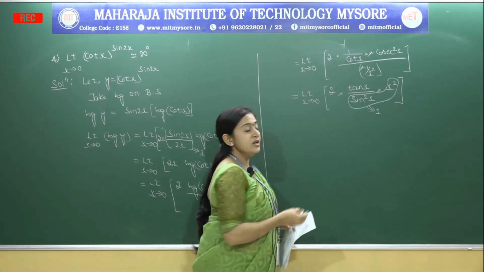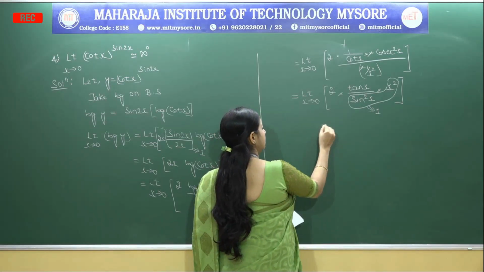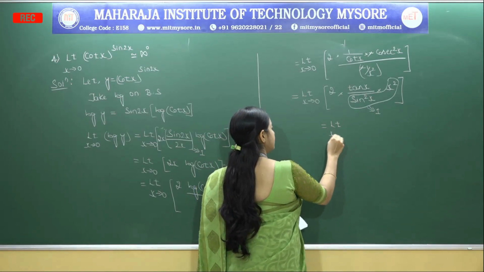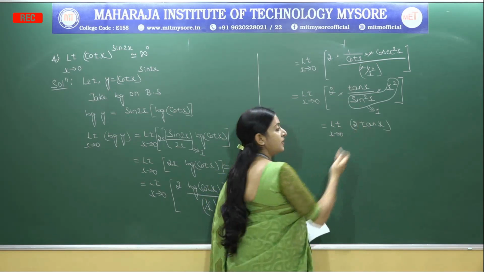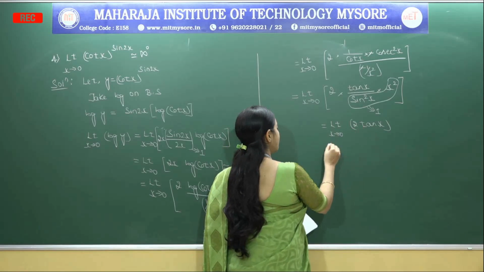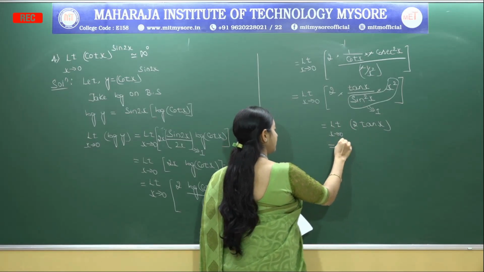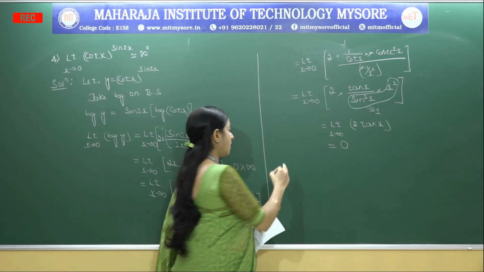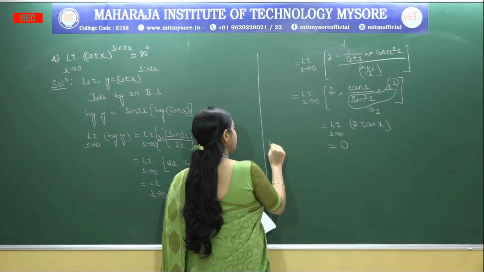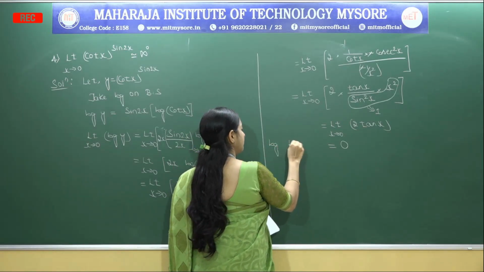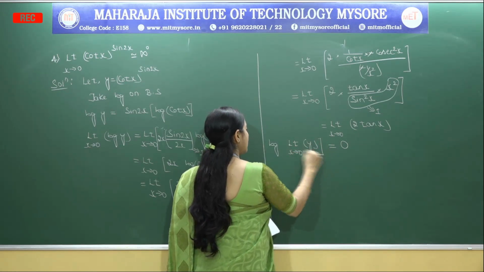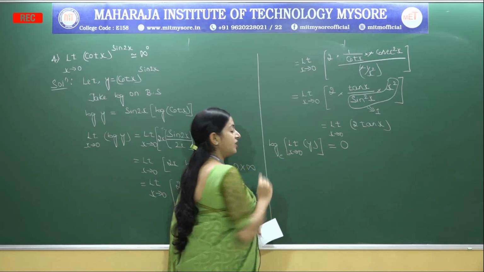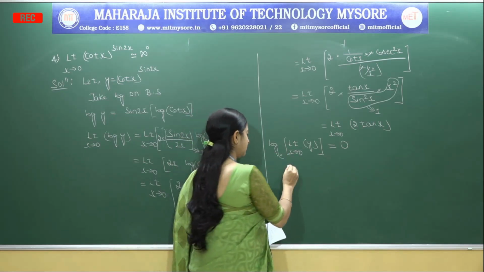This tends to 1. So the remaining term is the limit as x tends to 0 of 2 tan x. If you apply the limit, tan x is 0, and 0 times 2 is a finite term, so you will get 0. On the left part, you interchange the log with the limit, the limit of y as x tends to 0.